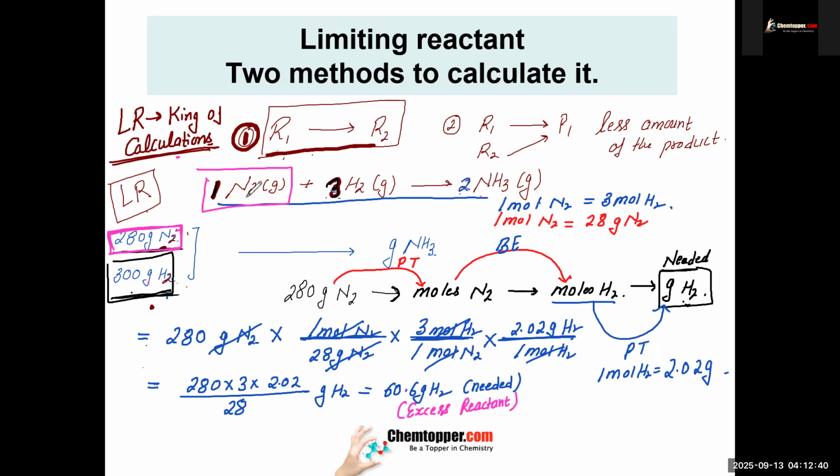Don't use your excess. Excess is left unreacted. Can you tell me how much is left unreacted? Unreacted excess left? How much is used? 60.6 gram is used. 139.4 grams. So what you are doing? You subtract the used amount from the total amount.